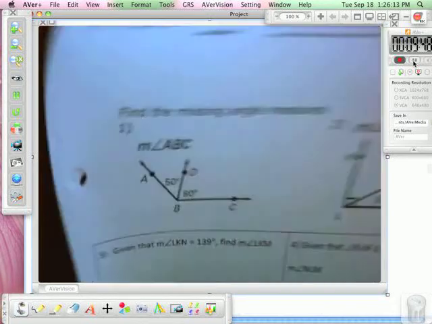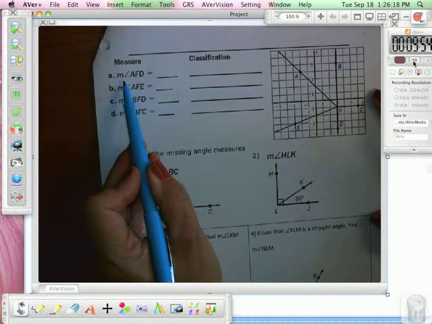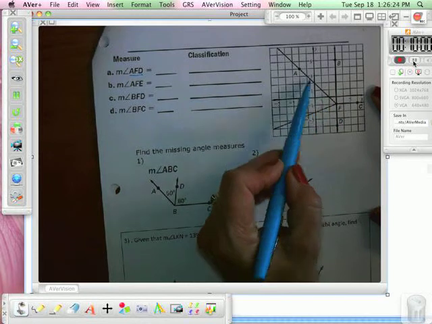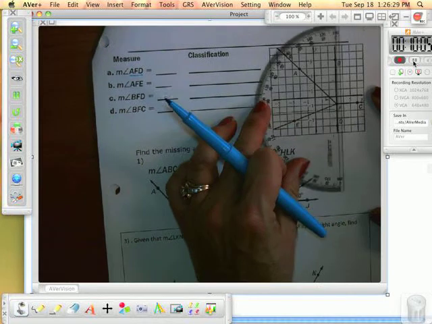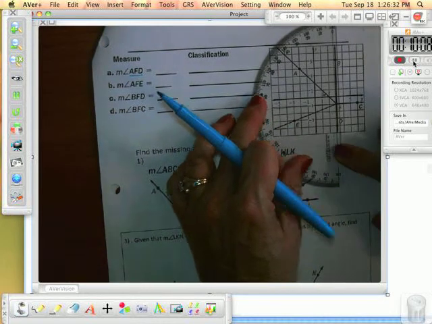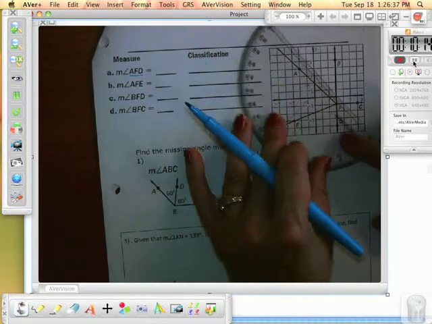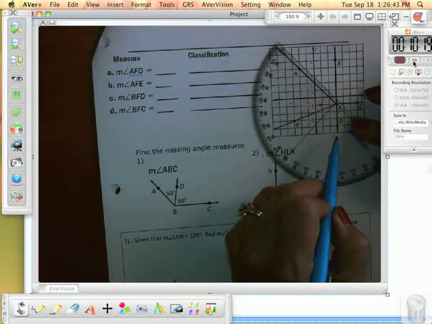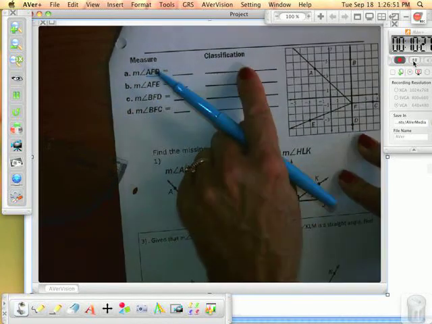All right, turn it over. What I want you to do is practice measuring with your protractor. So this first thing says AFD. Now you kind of got to find AFD in here. It's right here. And then you can either lay your protractor on ray FD and measure that way, or you can lay your protractor on ray FA and measure this way. So you decide. What do you think classification means? Yes, whether it's acute, obtuse, or right. So put the measurement and put what you think it is.